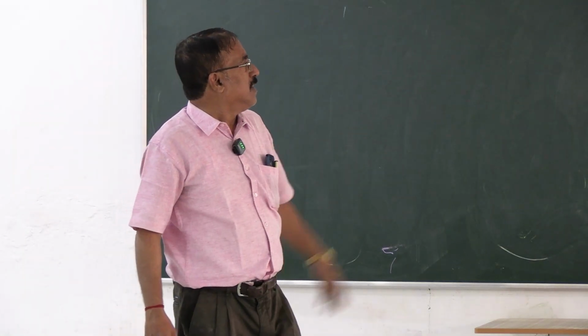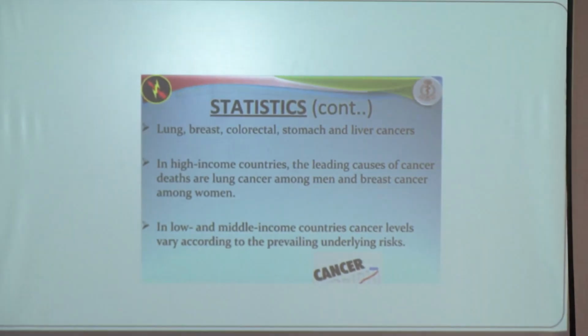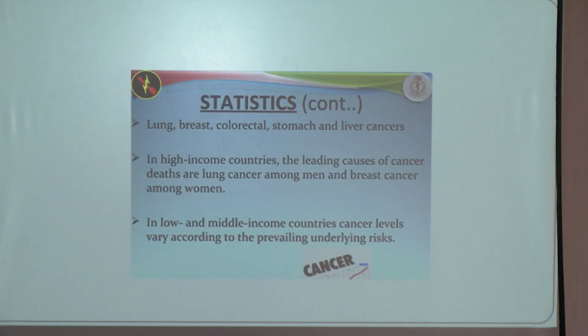Alright. So the common cancers are lung, breast, colorectal, stomach, and liver cancers. In higher income countries, lung cancer is common among men, breast cancer among women, and different countries have different factors. Now they say breast cancer is the best cancer because if detected early, it has the maximum chance of survival. Other cancers, lung cancer for example, the chance of survival is very poor even if detected on time.